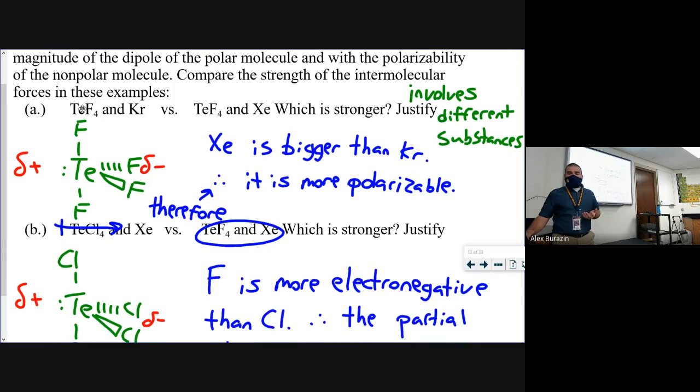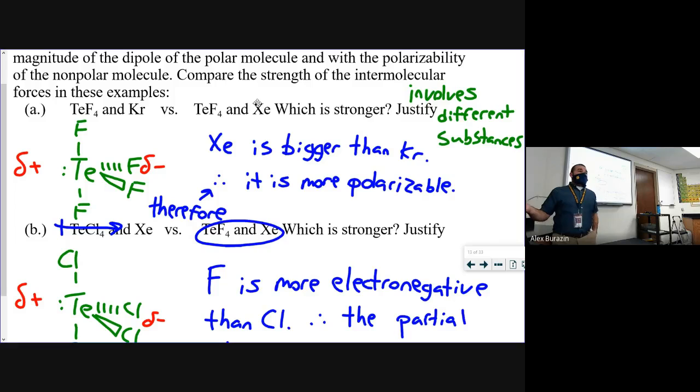In the first example, we had tellurium tetrafluoride and krypton, and tellurium tetrafluoride and xenon. And the question was, which of these is going to give us stronger intermolecular forces? The correct answer for the first one was the xenon, okay? Because, again, really the tetrafluoride stuff is the same. So then it comes down to, well, what's the difference between krypton and xenon?